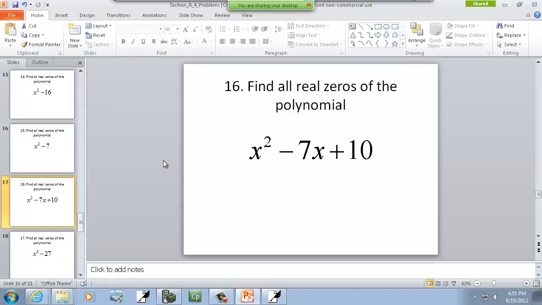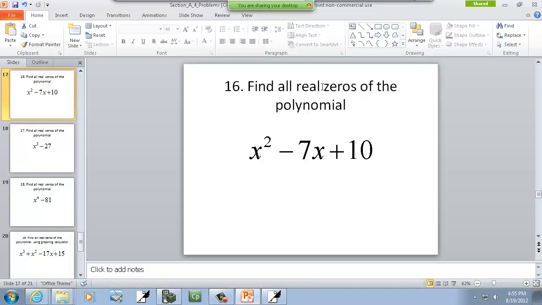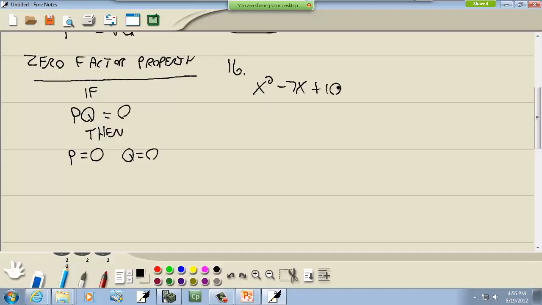Alright, let's look at that on this next problem. This is number 16. And we got x squared minus 7x plus 10. And instructions are to find all real zeros. So again, we'll set it equal to 0. Well, this is the PSD method. X squared, x, no number in front of the x squared. The 0 is already on the right side, so that's good.